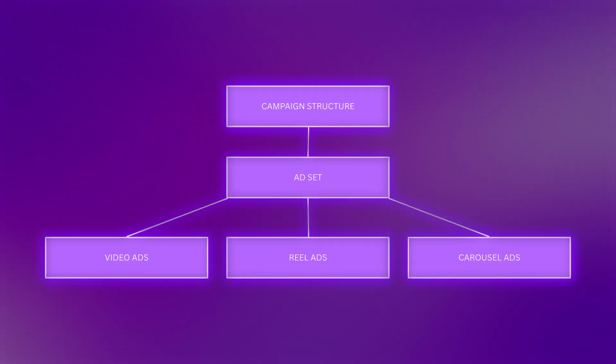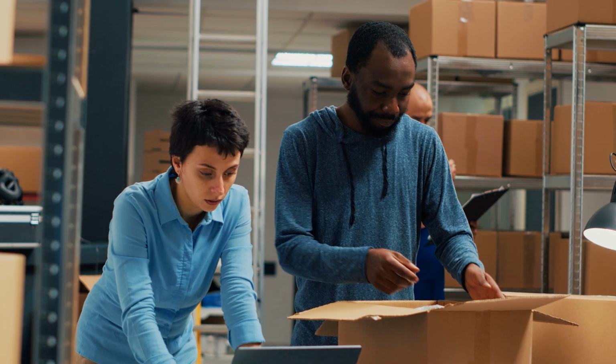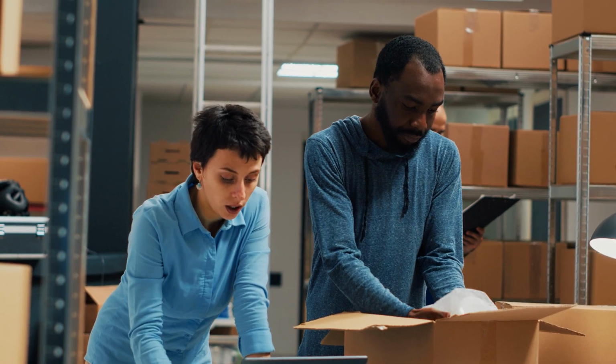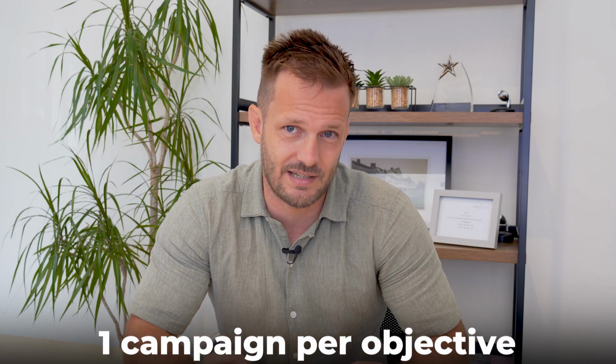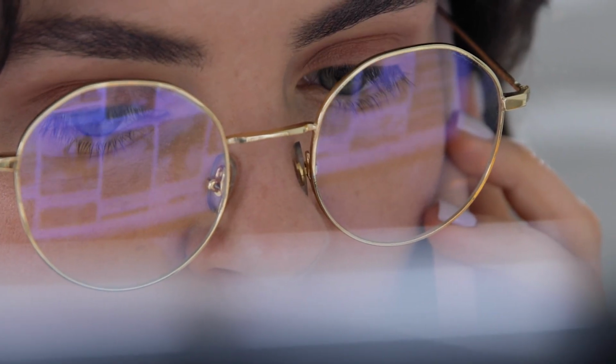Here's what I'd run for most businesses selling directly to cold audiences, selling things like products, services, lead generation, etc. So number 1 is campaigns. I would have one campaign per objective. So if you have an objective to make sales directly through the website, have one sales campaign under which you manage all of your adverts intended to drive these sales.